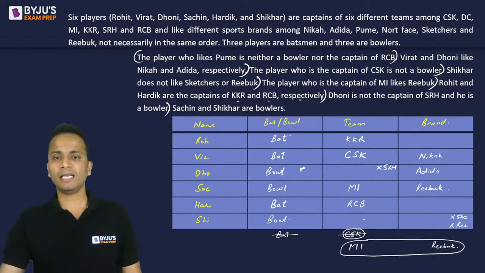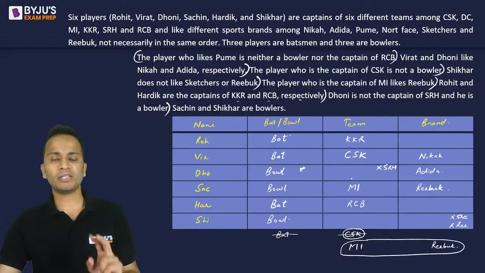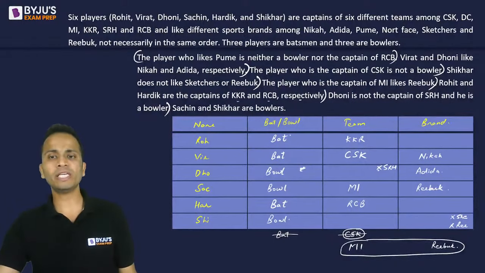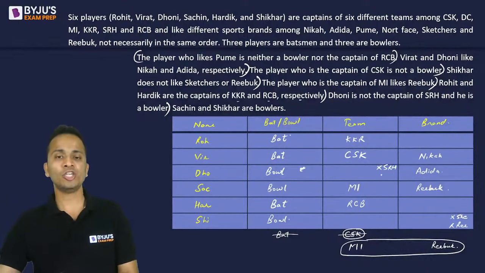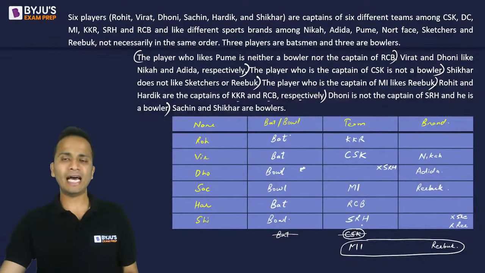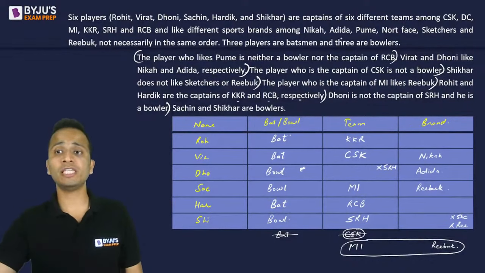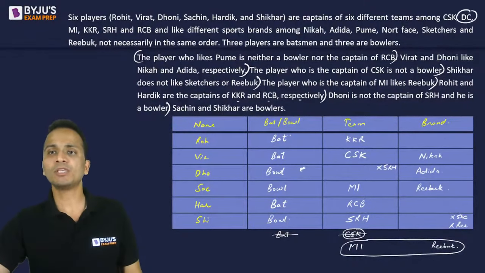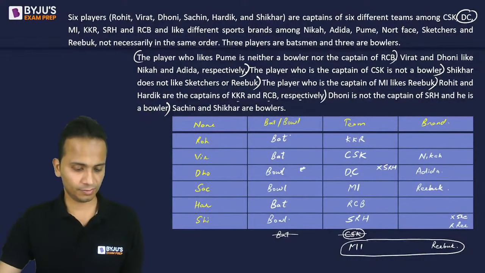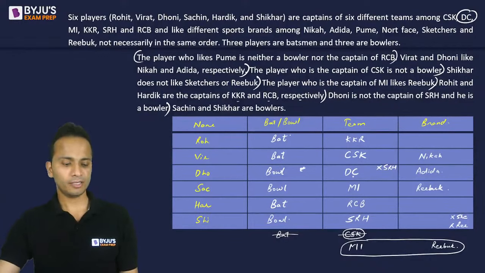Done. Now, considering the teams, there are two teams which are left. Dhoni ki team bachi hai and Shikhar ki. Now, Dhoni cannot belong to SRH. So, Shikhar should belong to SRH. All right. And one team which is left. कौन सी team बची है अब देख लेते हैं. DC. Top पे लिखा हुआ है DC. So, DC is left. So, DC will go to Dhoni. All right. Clear?